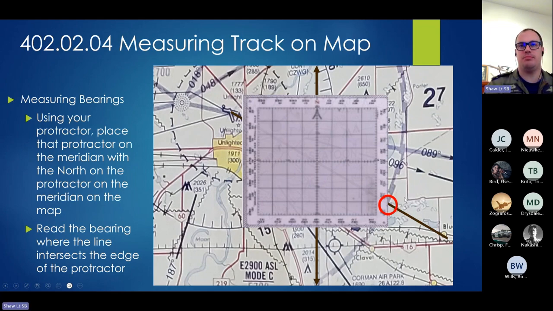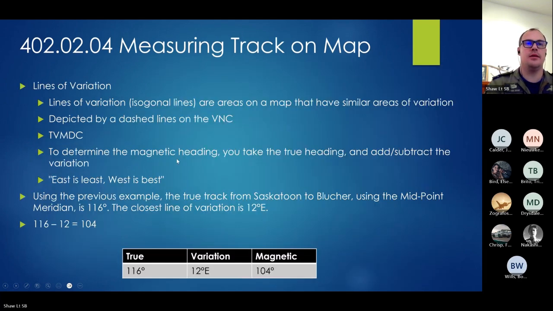So we're going to find that midpoint meridian. We're going to line up north on that midpoint meridian, and then we're going to put the little hole, the center of that protractor, on our track, and then we're going to read it on the bottom end, depending on which direction we're going. So lines of variation, isogonic lines, we talked about that.